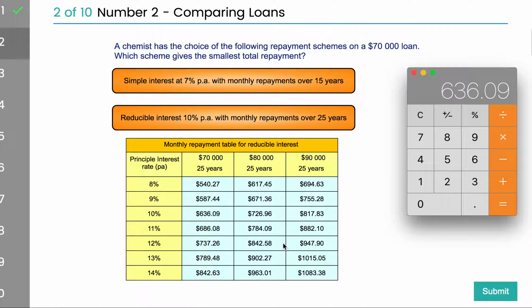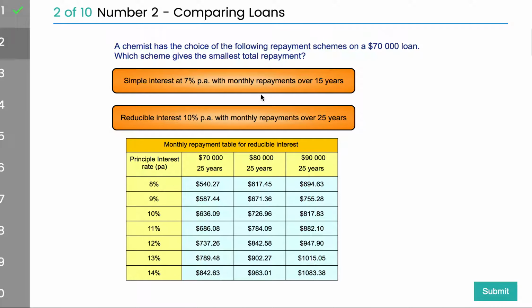636.09. And to work that out, I just read the question. So it says 10%, monthly repayments over 25 years on a $70,000 loan, and it's where it all crosses together. So that's the amount I've put in my calculator. What do I multiply it by? Well, it's monthly, so times 12, because there's 12 months in a year, for 25 years. So times that by 25 years, and write down the total amount you're repaying, which is 190,800 or 191,000. We'll try and remember 191.